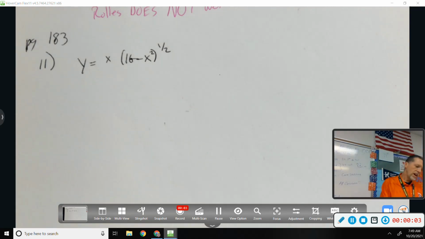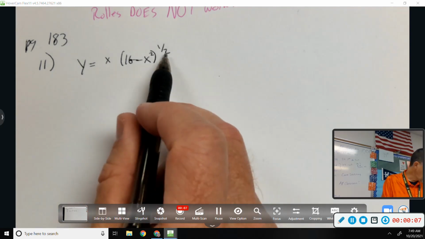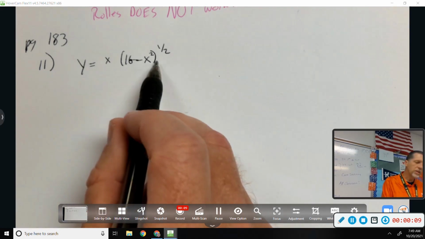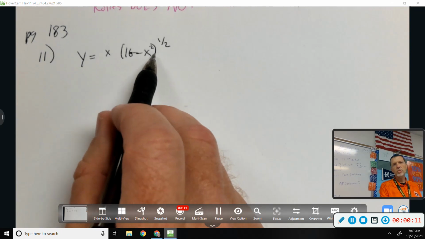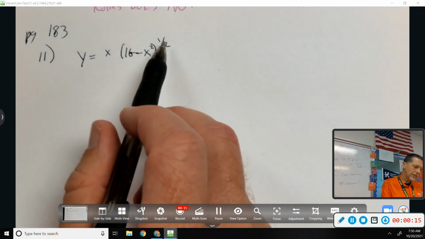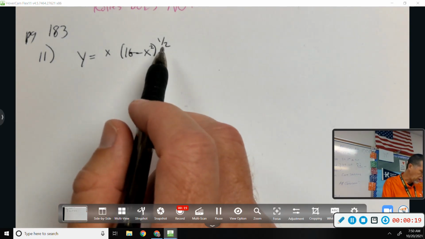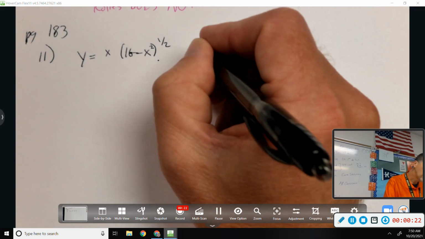183, number 11. Y equals x times (16 minus x squared) to the 1/2. So I wrote that a little bit differently just because I'm assuming I'm going to need to take a derivative, and I can't take a derivative of a square root. I'd rather take a derivative of a power. But let me read the question and see what's happening here. Increasing and decreasing intervals.